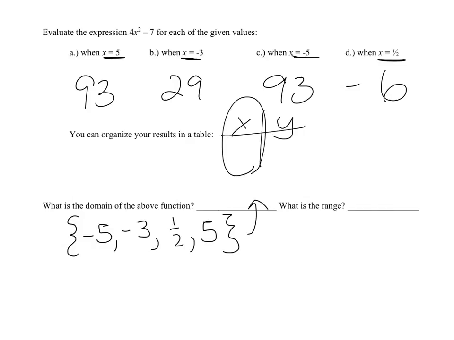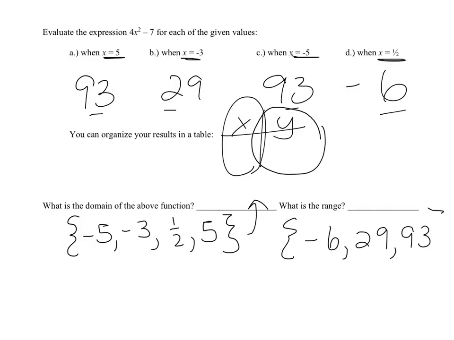Now the range is, well, what did I get out? If you're looking at your table, we got out these 4 numbers. Now, one of the rules, we don't want to repeat numbers. 93 happened twice. All we have to do is list the numbers that appeared once. So in order, squiggly line brackets, we put -6, 29, 93, and that is called the range of the function.